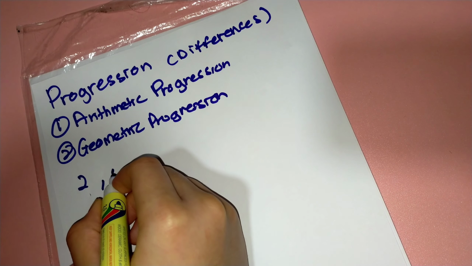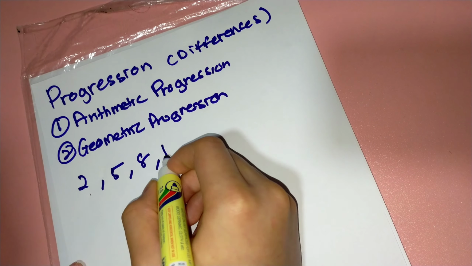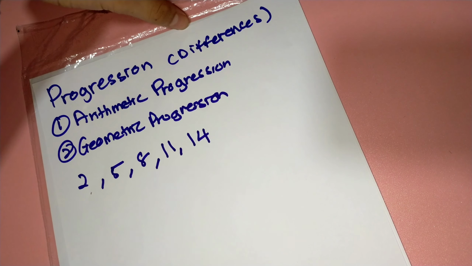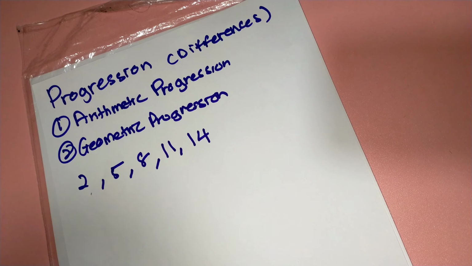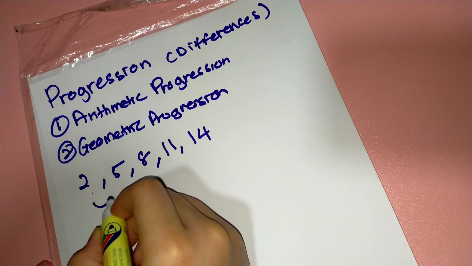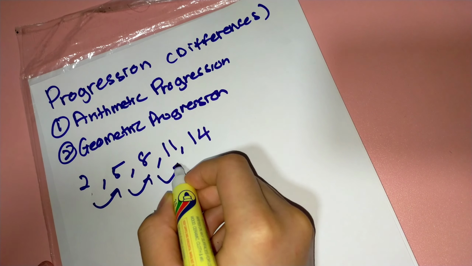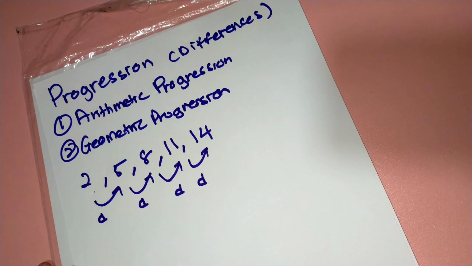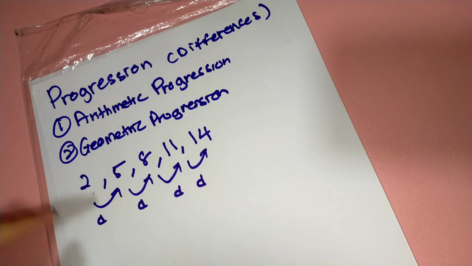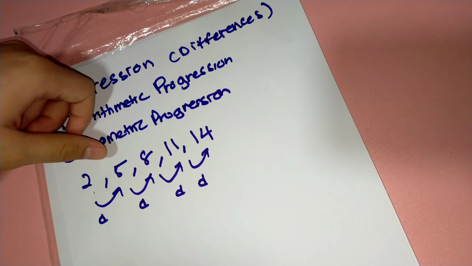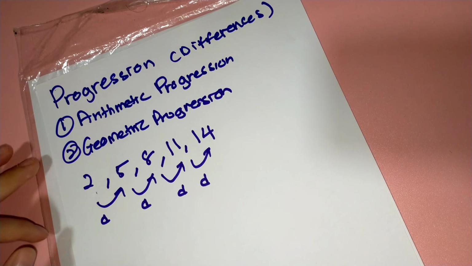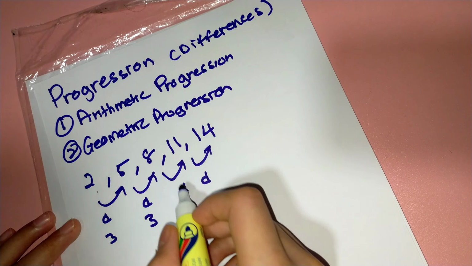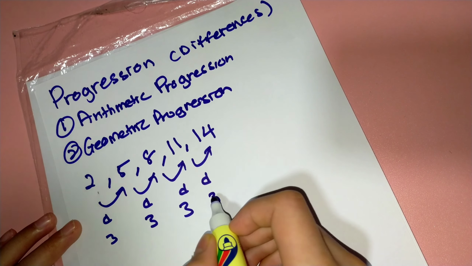2, 5, 8, 11. So you can determine differences. It's just easier in this number. This gives us differences. Okay, so what is the differences between 2 and 5? We can calculate it. Just 5 minus 2, you will get the result 3. 8 minus 5, you will get 3. 11 minus 8, you will get 3. 14 minus 11, you will get 3.